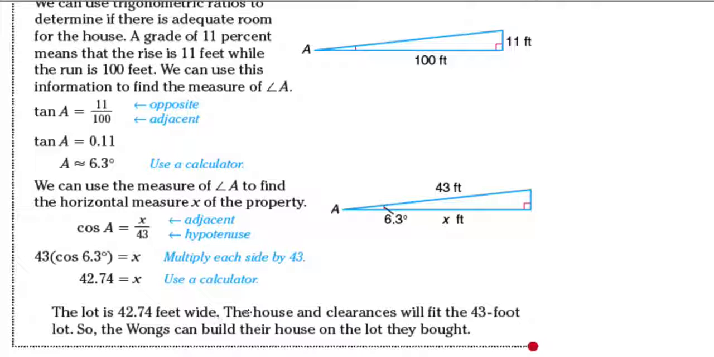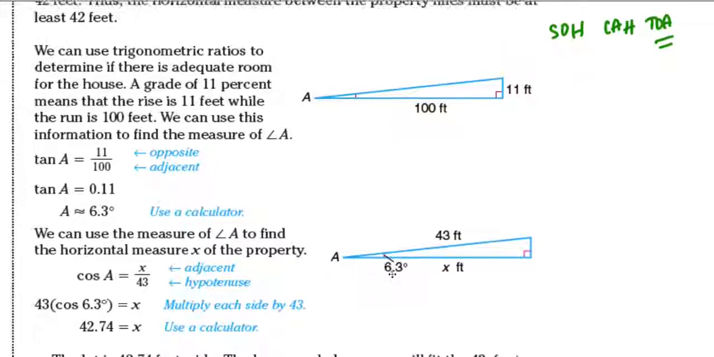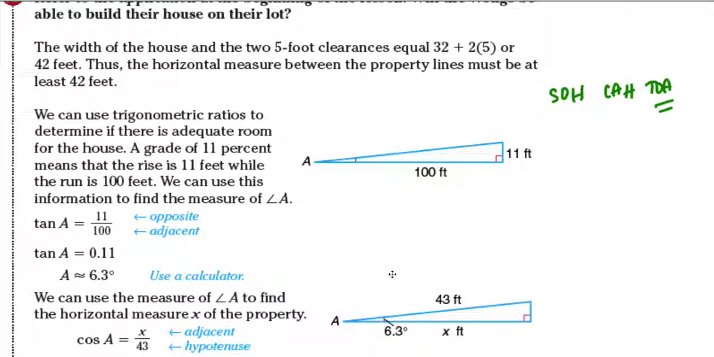So the lot is 42.74 feet wide. The house and clearances will fit the 43-foot lot, so the Wongs can build their house on the lot that they bought. And that's how you solve the problem of the Wongs.